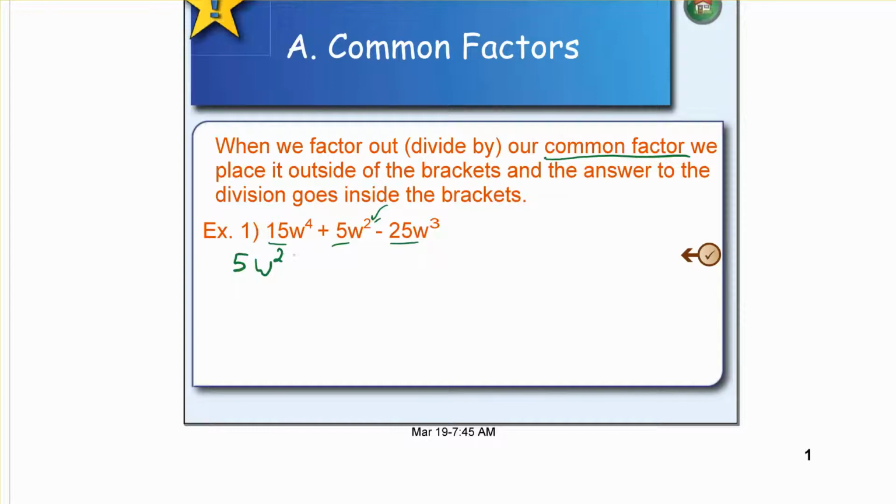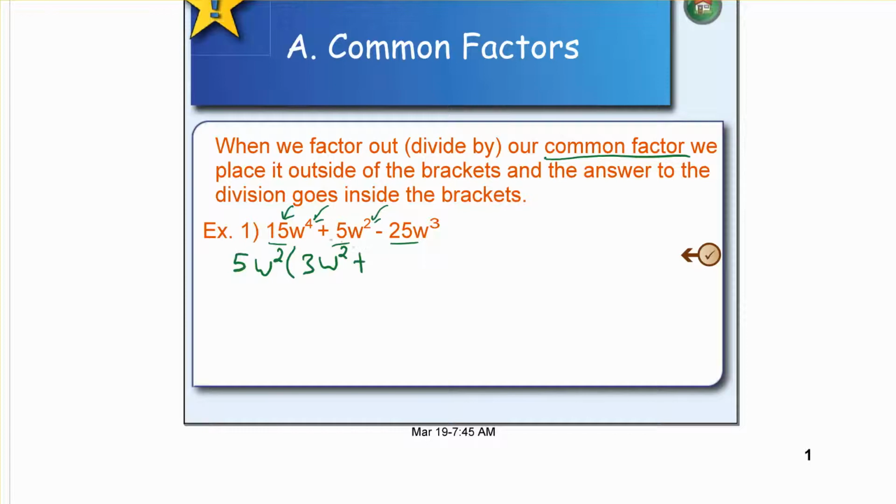5w squared. Next step is I'm going to put a bracket, and then I'm going to write everything I have left. So 5w squared is what I pulled out. Now I need to write what I have left after I pulled those out. So this was 15. I pulled out a 5, and when I say pulled out a 5, I really mean I divided by 5. So what I have left is 3w squared, because I had w to the 4, then I pulled out w to the 2, so now I have just w to the 2 left there.